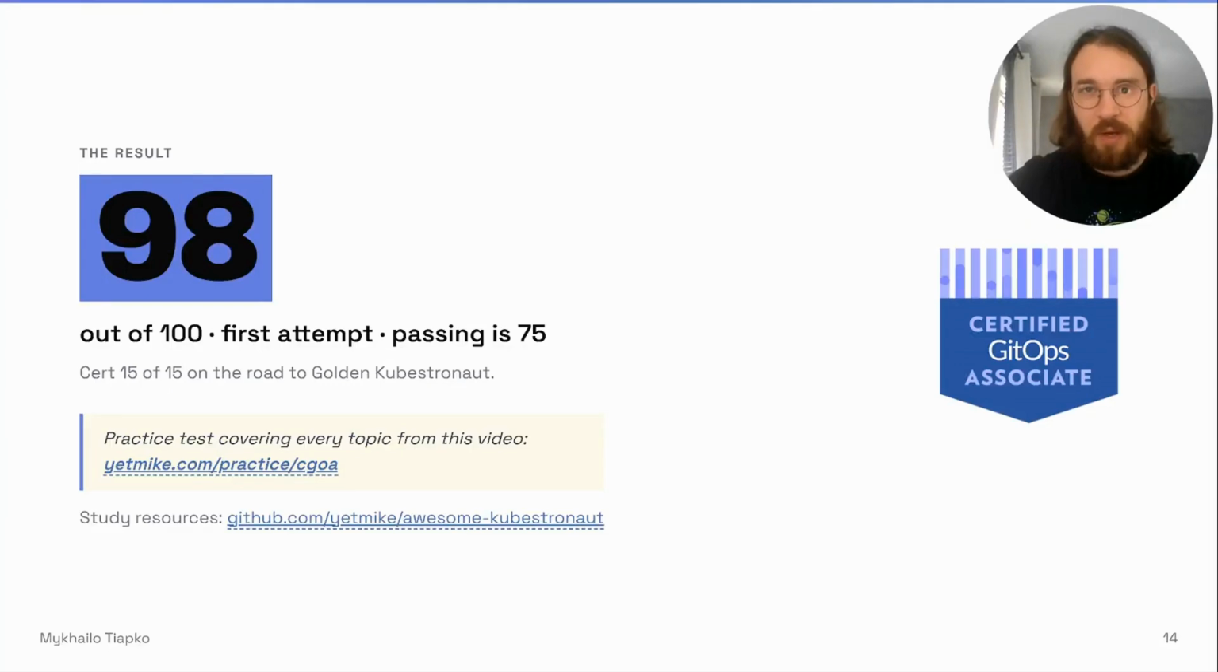Moving to the results. I scored 98 out of 100 and it was my first attempt. It was one of the exams toward my Golden Kubestronaut status pass.